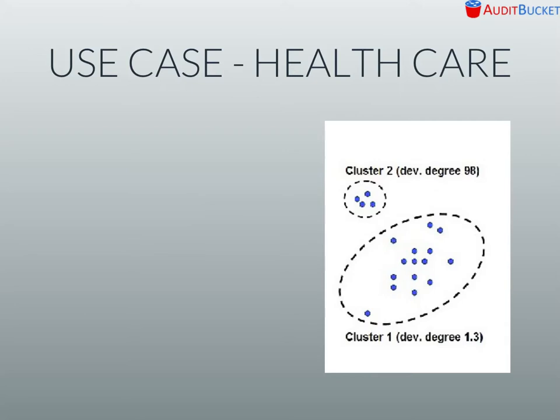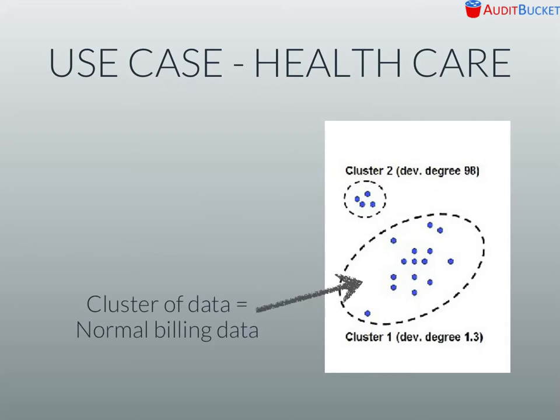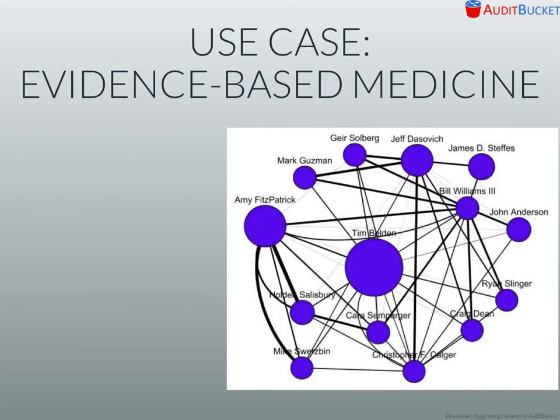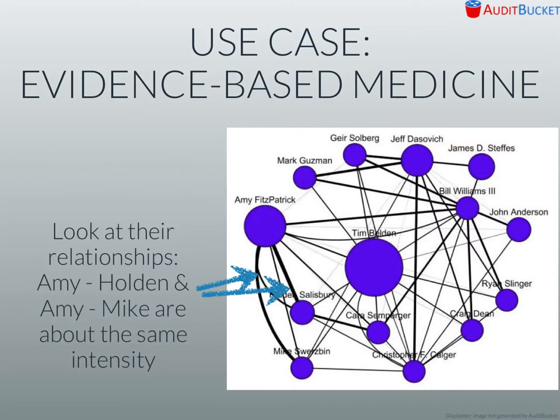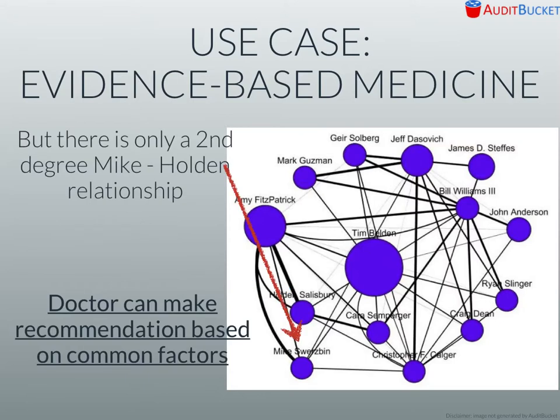In healthcare, you could use that to cluster normal billing data here and find outliers that are suspected fraudulent activity here. And that can be based on any kind of billing patterns, typical billing for a patient, a provider, a zip code, or more. Within evidence-based medicine, we can see, for instance, that if Mike, Amy, and Holden have the same sickness, we can look at the relationships and find that Amy and Holden have similarities and Amy and Mike have similarities, but Mike and Holden do not.